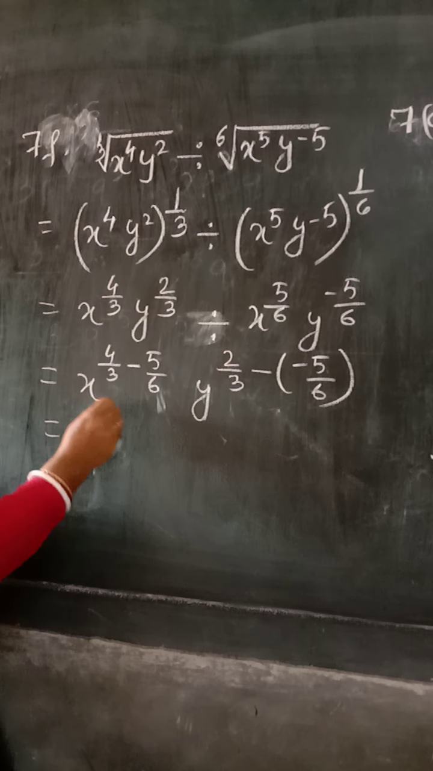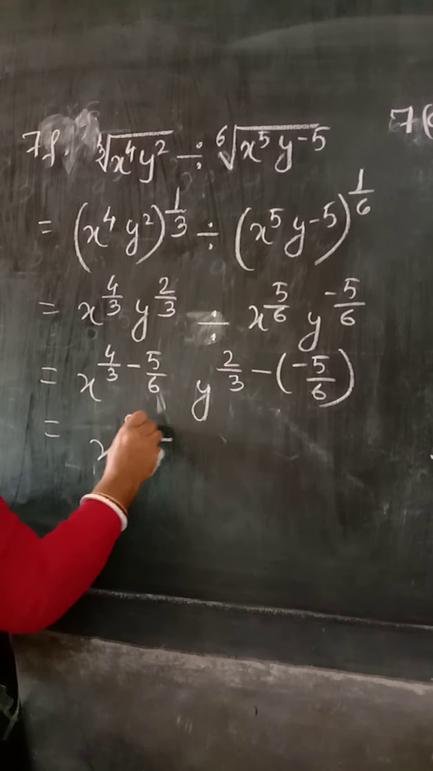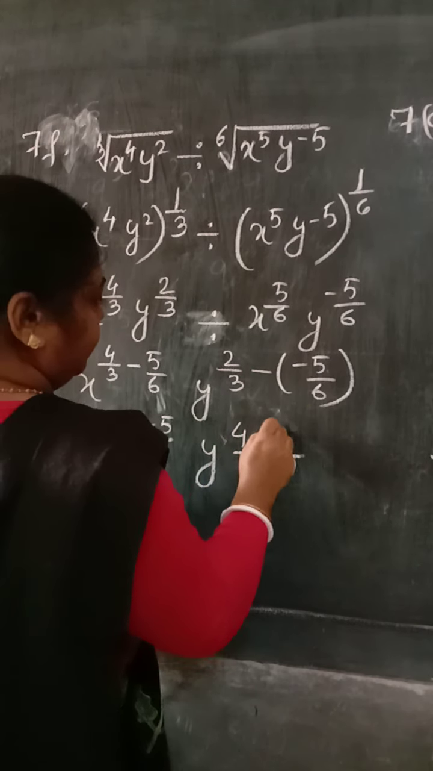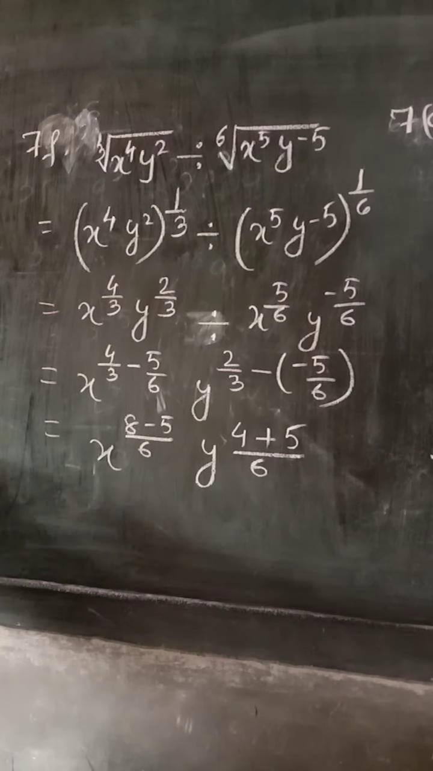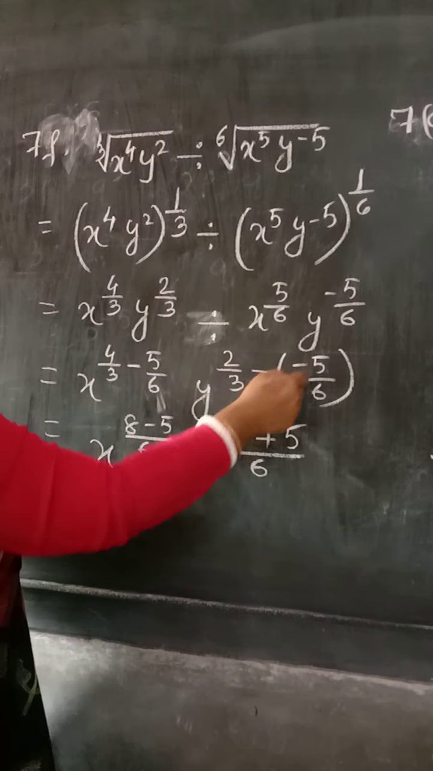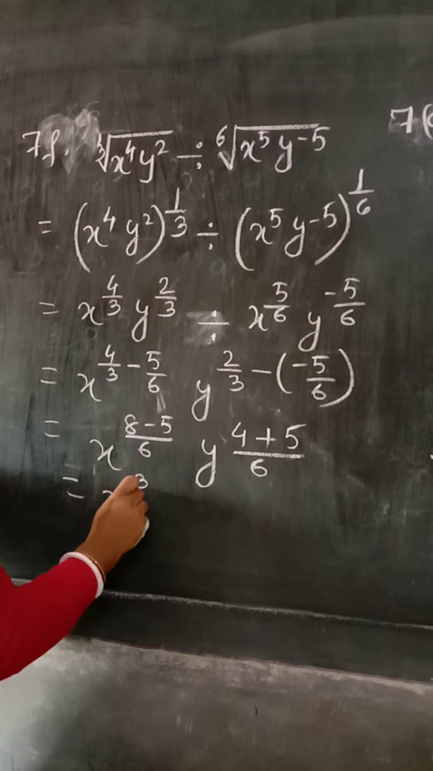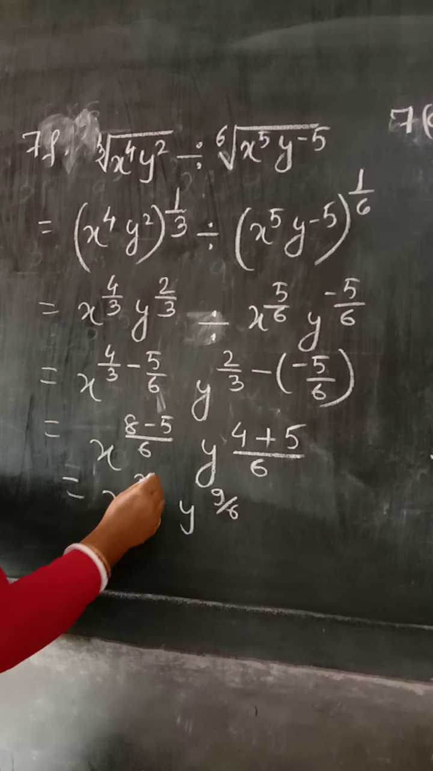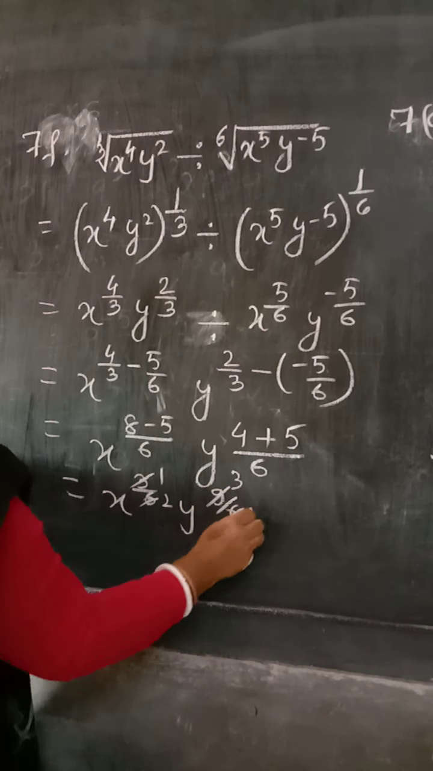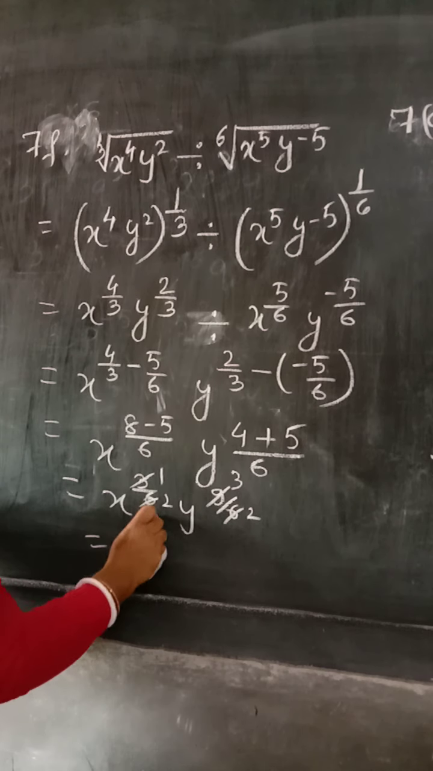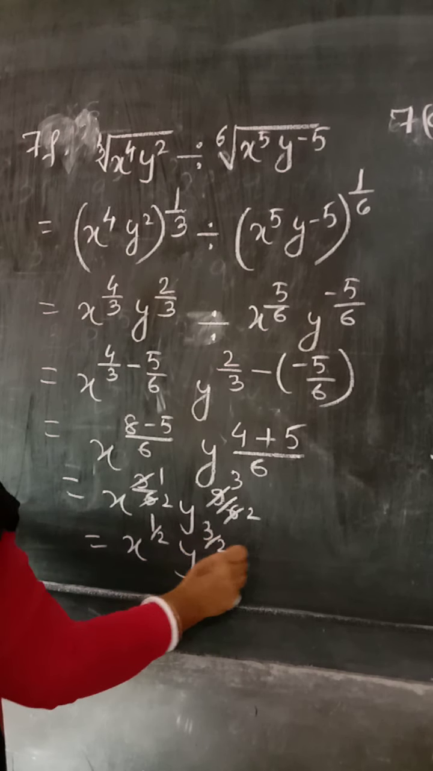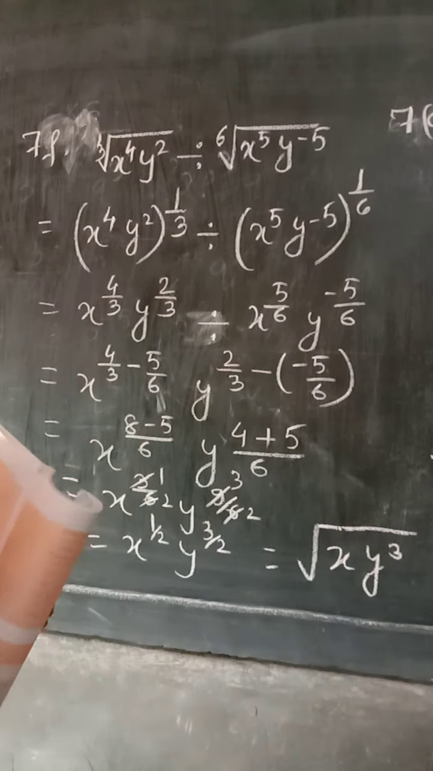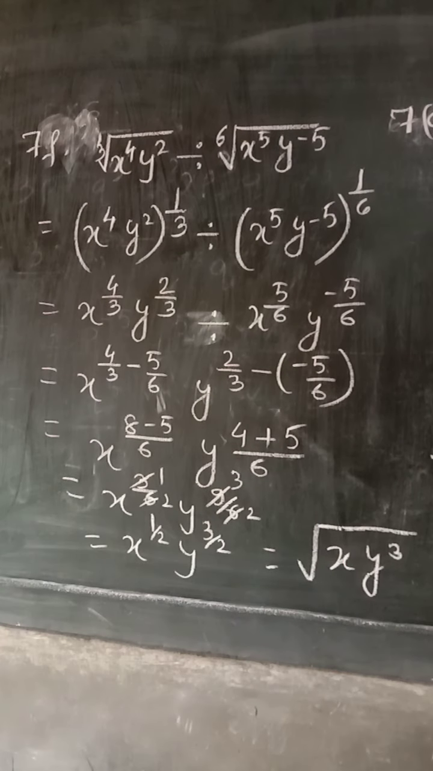Now, we will be solving it. X to the power LCM is 6, 8 minus 5, and y to the power LCM is 6, 4 plus 5. 3 2s are 6, so 2 2s are 4, plus 5, or it gives you x to the power 3 by 6 and y to the power 9 by 6. So this is 1 by 2, 3 by 2. We are getting x to the power 1 by 2, y to the power 3 by 2, or it can be written as under root x y cubed. This is question number 7F. Please write it.